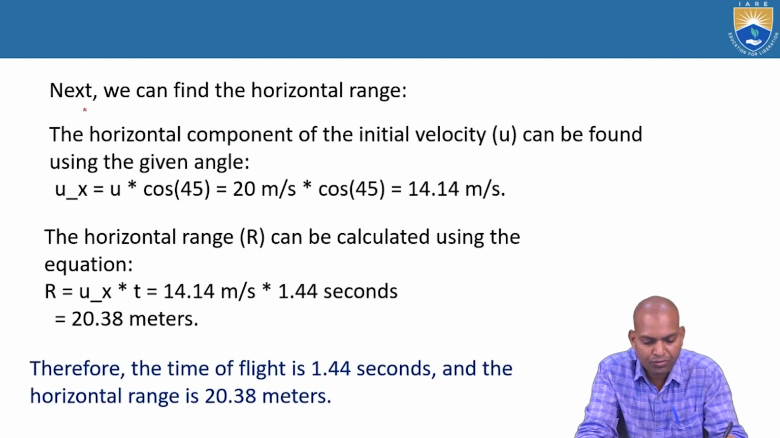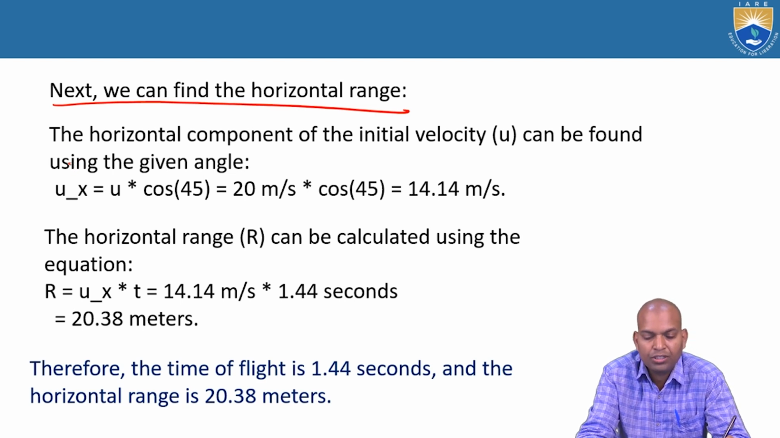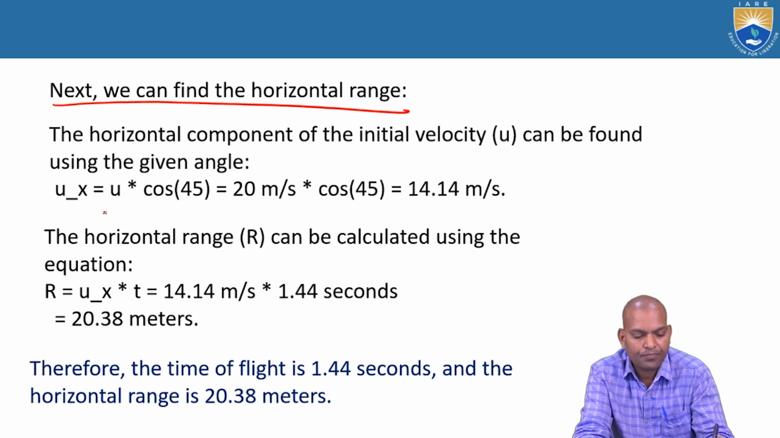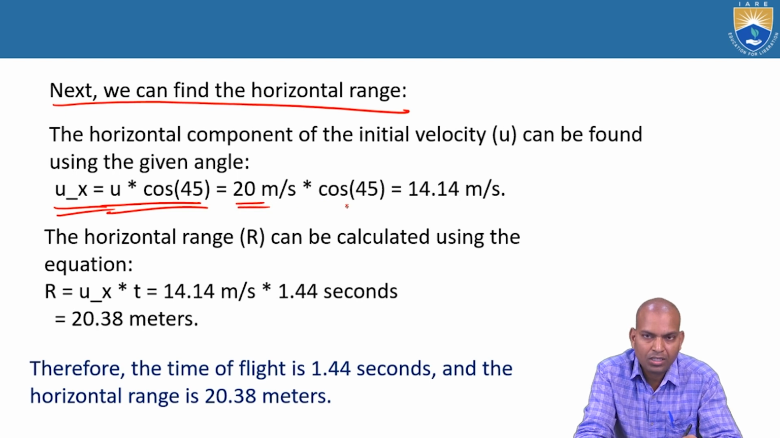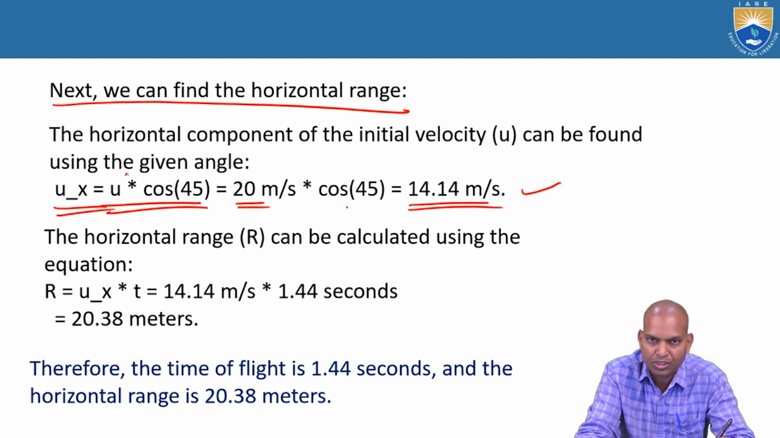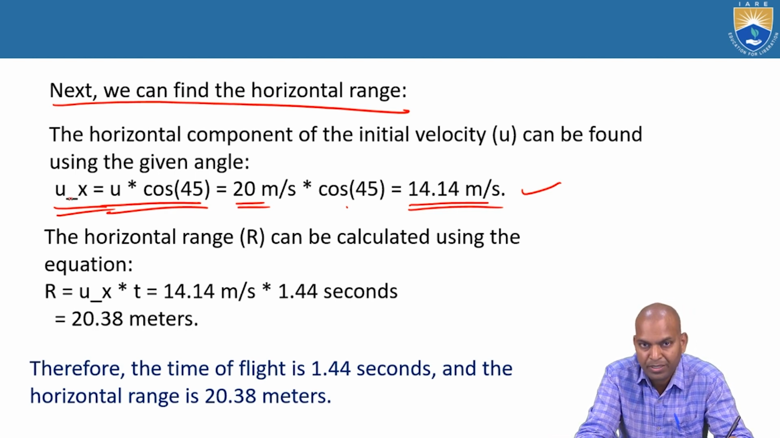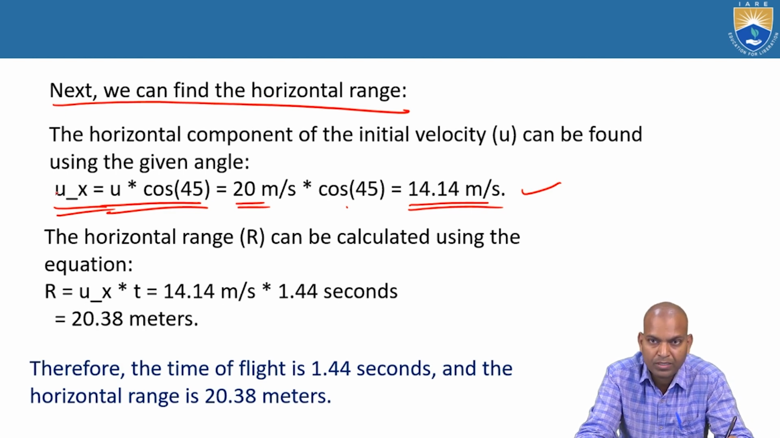The second objective we have to find out is the horizontal range. For horizontal range, we need the horizontal component of initial velocity, that is ux equal to u times cos 45. With u as 20 meter per second times cos 45, that is 14.14 meter per second. So ux and uy are both the same. Why? Because the angle of inclination is 45 degrees, so sin 45 equals cos 45, the value remains the same, 1 by root 2. That's why ux and uy are both 14.14 meter per second.